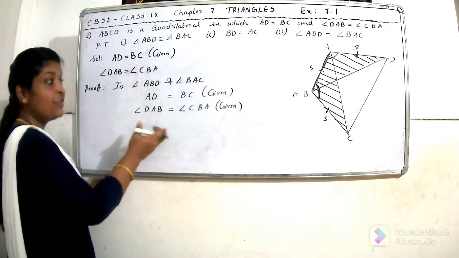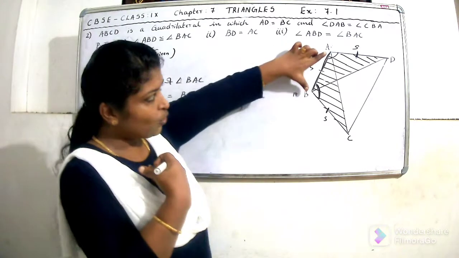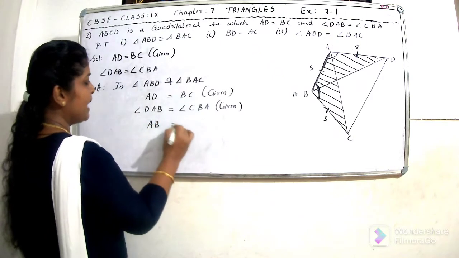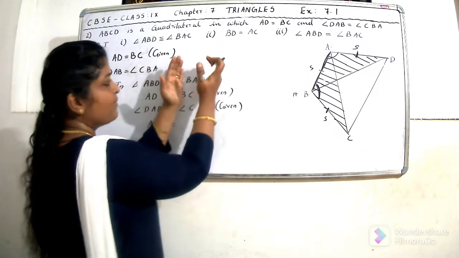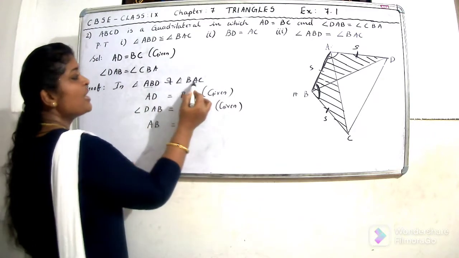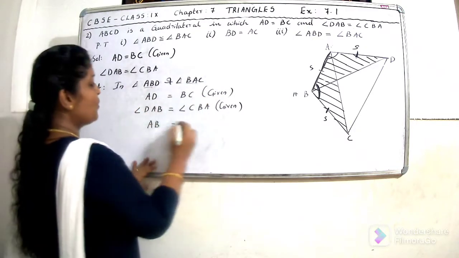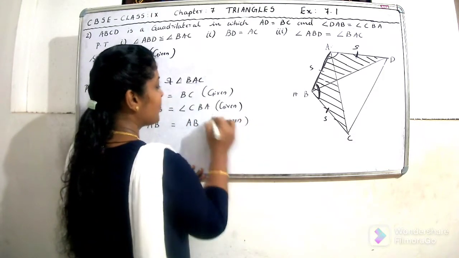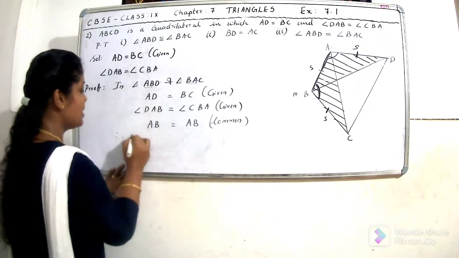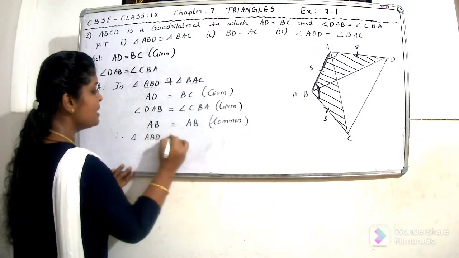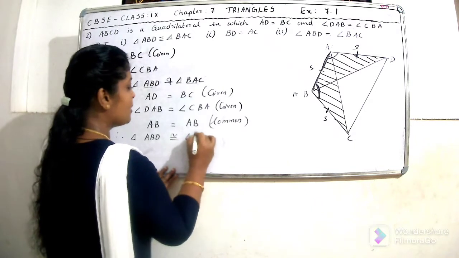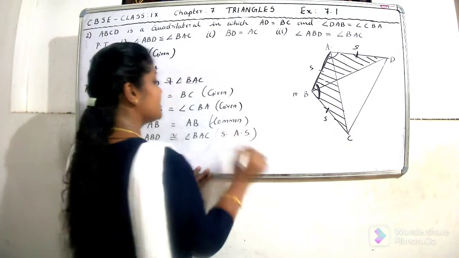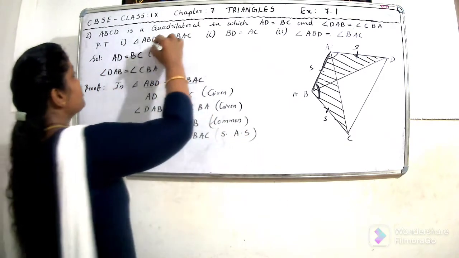Now the third condition we are writing from our knowledge. We know this is common. So the side AB for this triangle and the side AB for this triangle. Just look, here also AB, here also AB. So AB equal to AB. What is the reason? Common. So therefore triangle ABD is congruent to triangle BAC by SAS criteria. Okay, so the first part we proved.